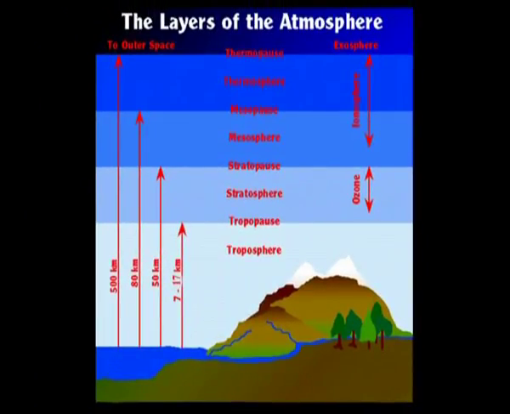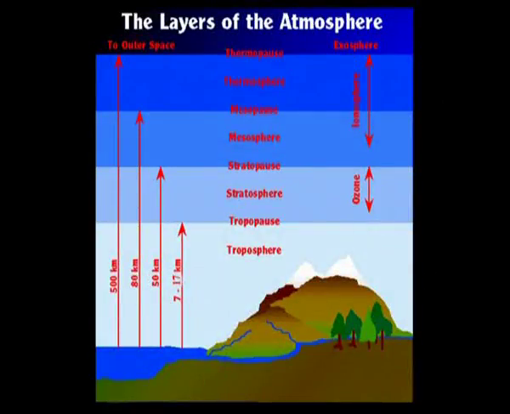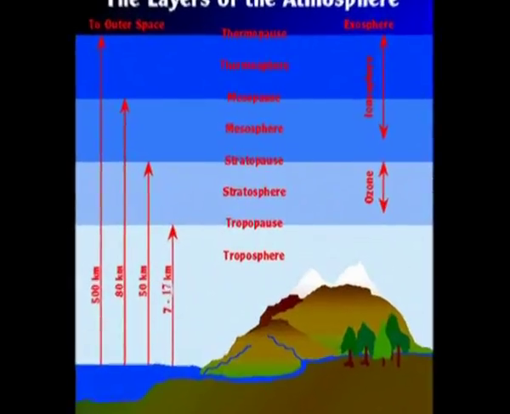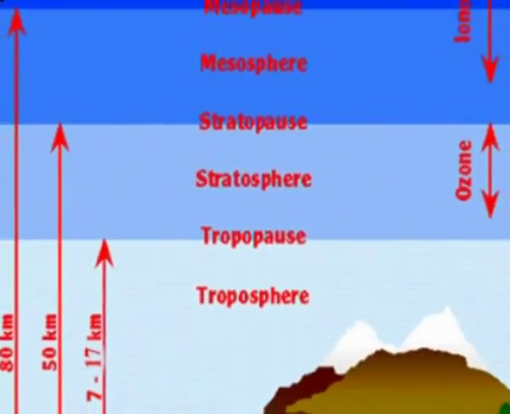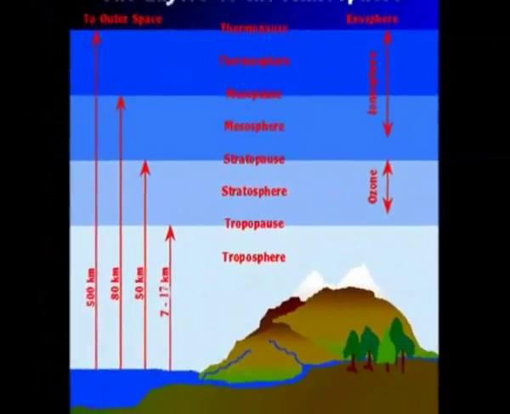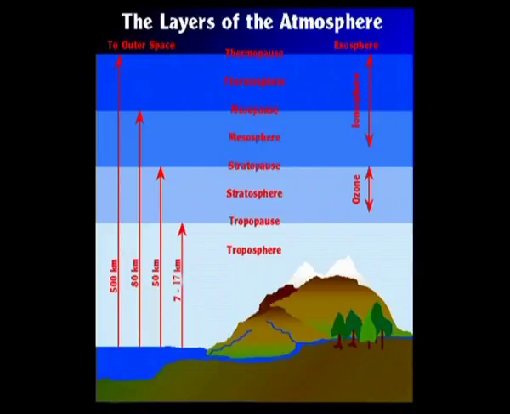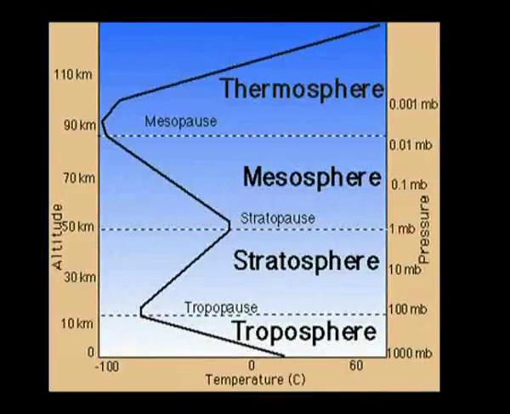The stratosphere. From the Latin word stratus, meaning spreading out. The stratosphere extends from the tropopause height of 7 to 17 kilometers to a height of about 50 kilometers and contains about 19% of the atmospheric gases. The stratosphere experiences increasing temperature with height due to solar radiation.